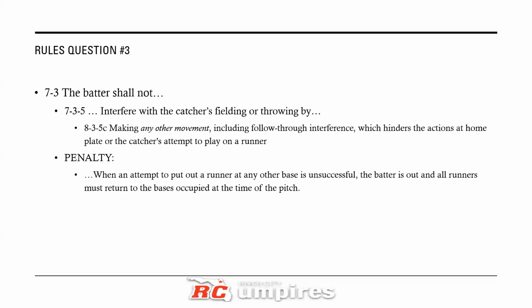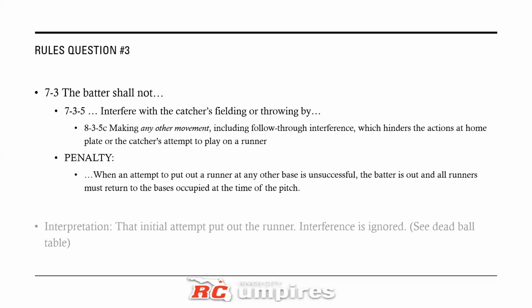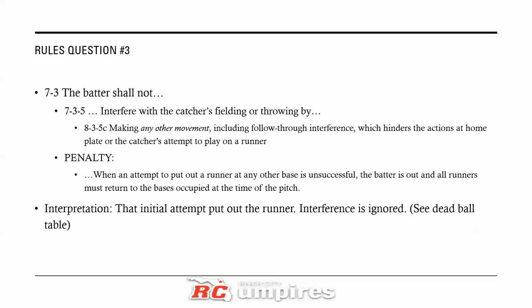When an attempt to put out a runner at any base is unsuccessful, the batter and all runners must return to the bases occupied at the time of the pitch. But that initial throw was successful, right? Okay, so if the initial throw is successful, we ignore the interference. Dennis said it earlier, it's very important to know that if that initial attempt puts out the runner, we ignore the interference.